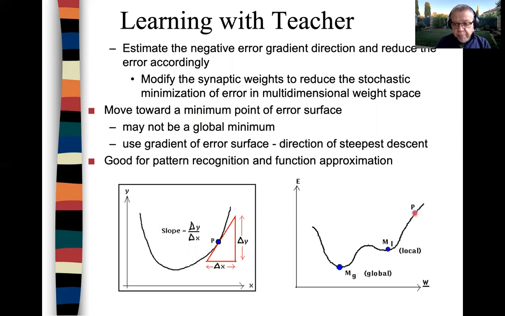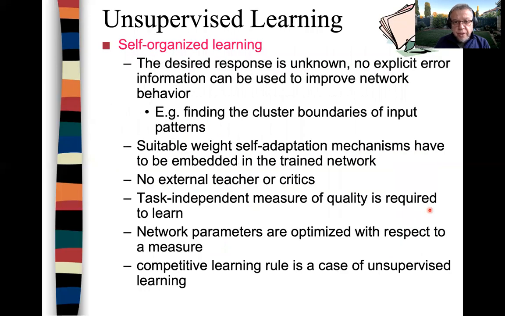So you start from your point here, you move along the gradient descent, and then you may get stuck in a local minima while you're looking for a global minima. Use the gradient of the error surface, the direction of steepest descent, to look for your global minima. And it's good for pattern recognition and function approximation. This is how you get your learning.